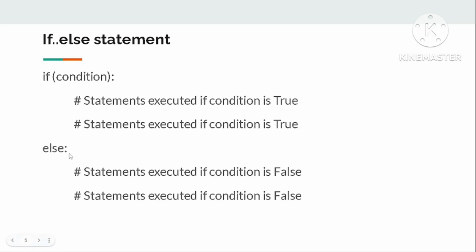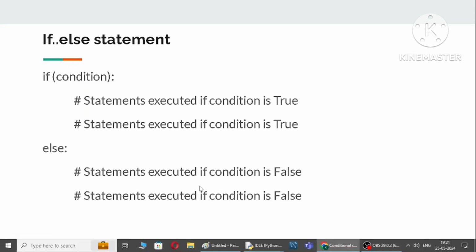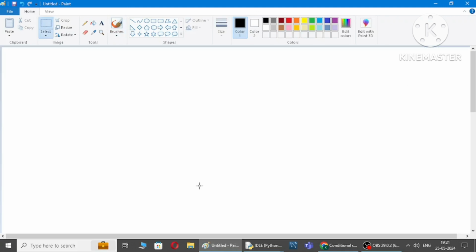After else, again give a colon and give a set of statements. Suppose the user has typed the wrong password. What are the statements to be executed? That you have to give here. Let me give a practical example. Now, let me write a program.